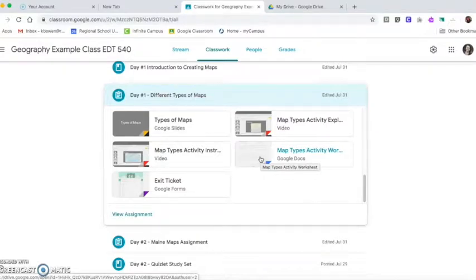But in this instance, they would hand this in as well as the exit ticket into the Google Classroom. That way I would be able to grade it and see their participation and how they used the types of maps and all of the instructions.